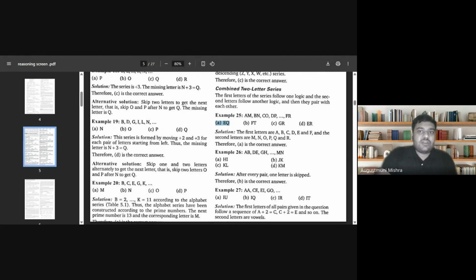Then we'll move to the another one, that is A, B, D, E, G, H, M, N. Now you can see they are making pairs. Like A, B, then they are leaving C, D, E, then they are leaving F, then G, H, then they are leaving I, then J, K. So option B, J, K will be your answer. So that is very simple one. Now we'll move to the another.